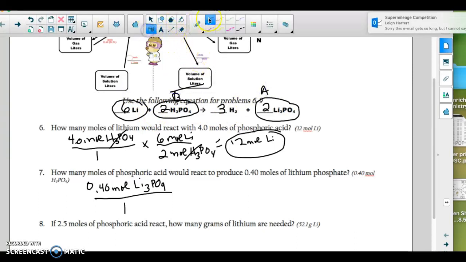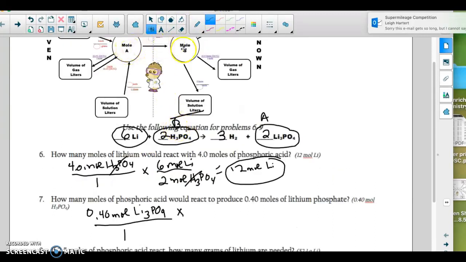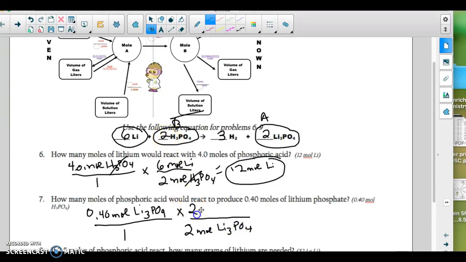So again, I'm going to do that mole-mole ratio right away. So if I look at my mole map, I'm starting here and I'm going to go here. And I want to get rid of the lithium phosphate. So I'm going to put a 2 down here. So 2 moles of lithium phosphate for every 2 moles of phosphoric. So this cancels. Take 0.4 times 2 divided by 2, which is really just 1. So I'll get 0.40 moles phosphoric.